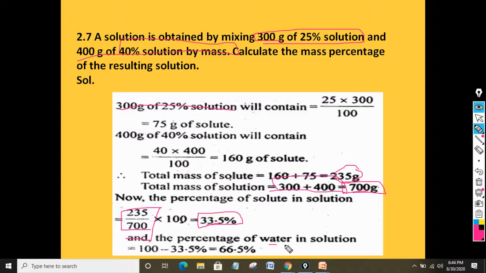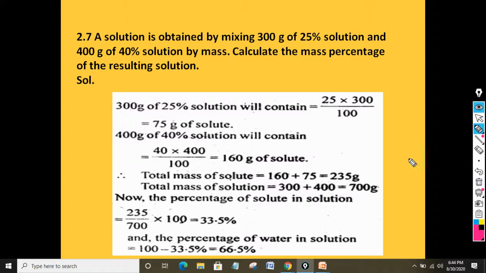And percentage of water will be the rest. 100 minus 33, this is the percentage of solute, so the rest is the water present. Otherwise you can calculate as 700 upon this. So this gives 66.5% solution is the percentage of water.